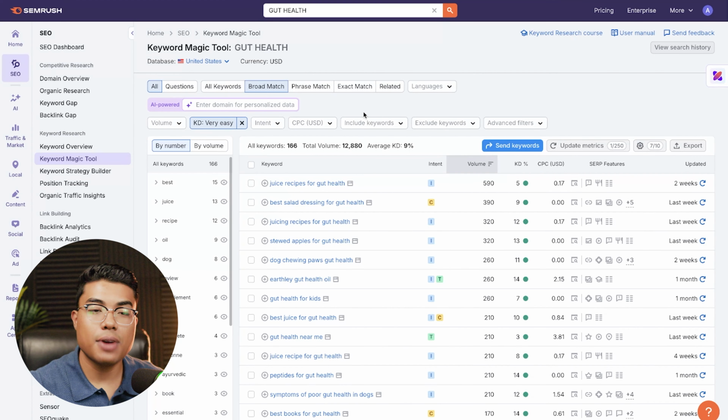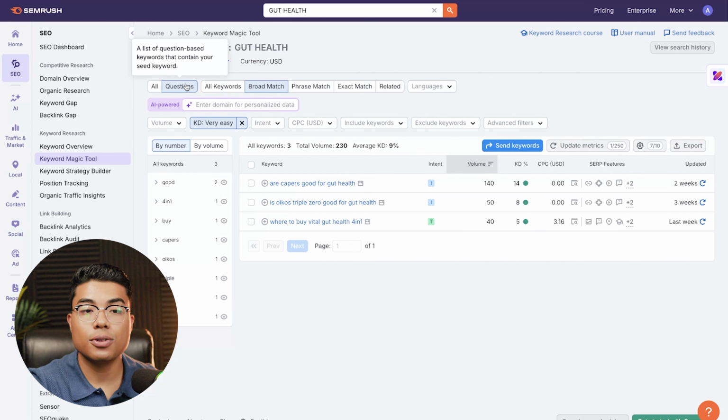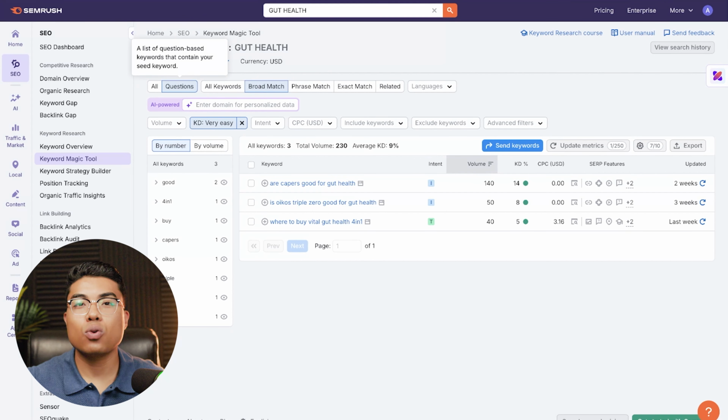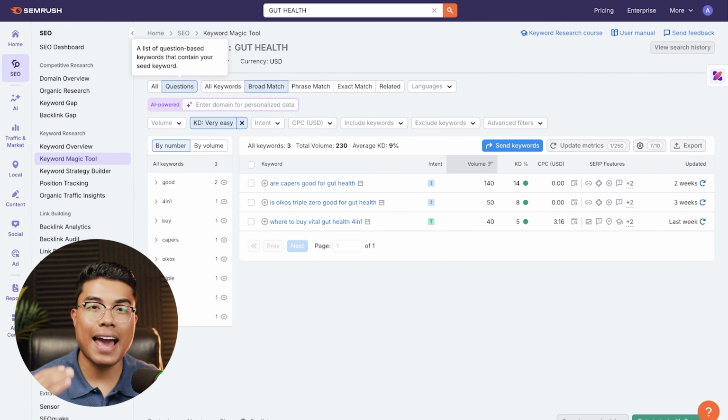What you need to do is go to the questions tab. All right, so this is a list of question-based keywords that contain your seed keyword. Now you're probably wondering why questions? Because question-based keywords tend to have clear search intent, lower competition, and built-in content angles. What do I mean when I say built-in content angles? I mean that they're practically blog titles already made for you, because this is what people are searching up, and more than likely, if they're searching up that question, they're looking for a blog or an answer to their question, so they will be happy to read through your blog if that's what it's titled.